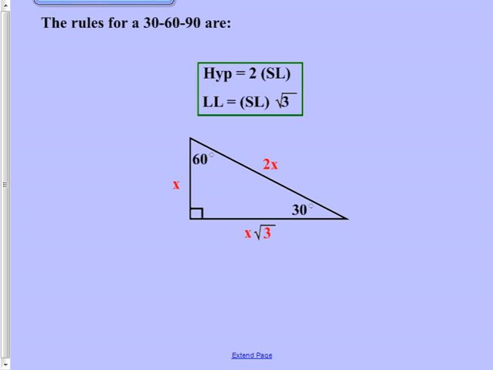Okay? So if you mark that information in your picture, your short leg should be x, your long leg should be x root 3, and your hypotenuse should be 2x. Now, if you do the quick little mental calculations on that, that means everything in a 30, 60, 90 is based upon the short leg. If you know the short leg, then you know everything in the triangle.